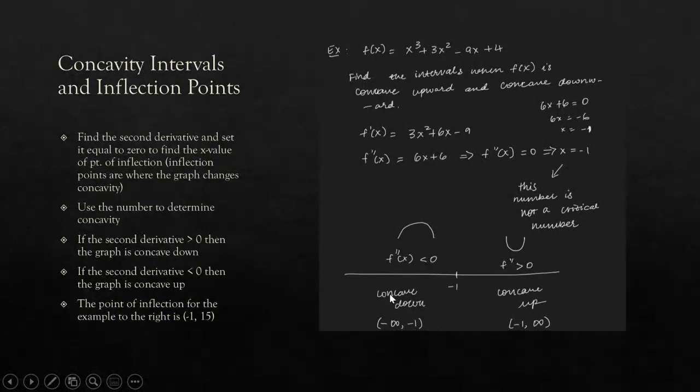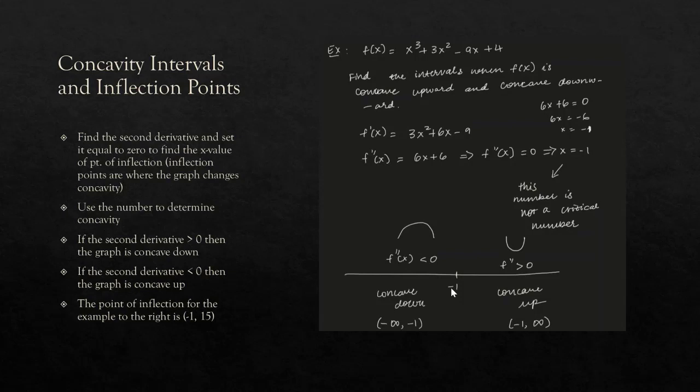When you set the second derivative equal to 0, you get x equals -1. This is what I do. I put it on a number line like this, and I put -1. Then I take a number to the left of -1, let's say -2, and plug it into the second derivative, and I see that it's less than 0. So that's why I would say it's concave down. Then I would take any number greater than -1, let's say 0, plug it into the second derivative, and I see that it's greater than 0, so the graph is concave up.